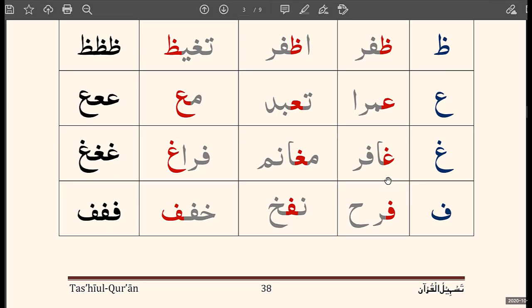Assalamu alaikum. Wa alaikum salam. Where do you want to read? From Ghain. Ghain. Alif. Faf. Ra. Mim. Ghain. Alif. Nun. Mim. Faf. Ra. Alif. Ghain. Slowly, separately, one letter separately. Yeah, Ghain.